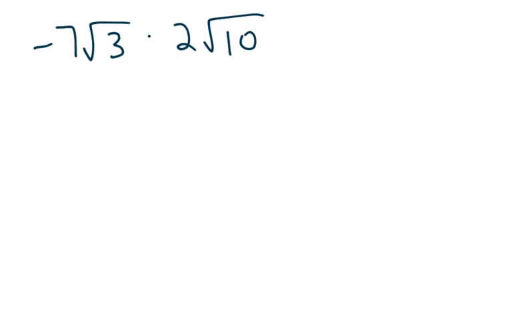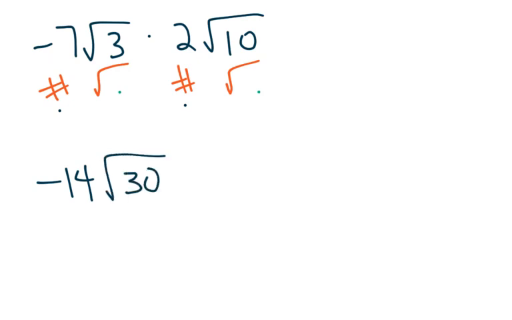So don't forget, we can only multiply. This is a number and a radical. A number and a radical. We can only multiply the numbers together. So -7 times 2 is -14. And then we can only multiply the radicals together. 3 times 10 is the square root of 30. So -14 square roots of 30. That's what we're really dealing with right now.